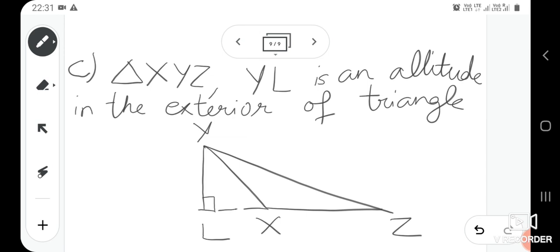So children, I hope you understood first exercise and some properties of triangle. Third question you please try yourself. Any queries, any doubts, you can always ask.